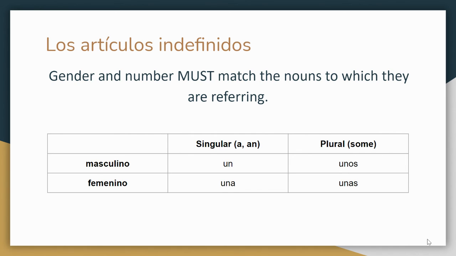Masculine singular way of saying a or an is un, and feminine singular is una. The masculine plural way of saying some is unos, and feminine plural is unas. Once again, you want to pause the video, translate the phrases at the bottom of Página 3, and use wordreference or ask if you have questions. Once you're done, move on to finish up with the video.